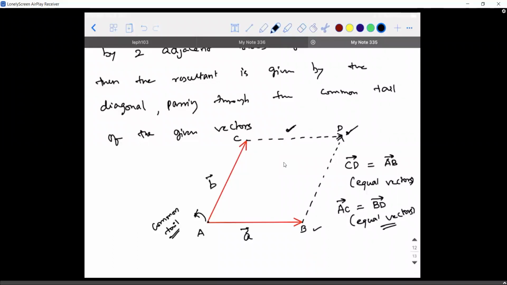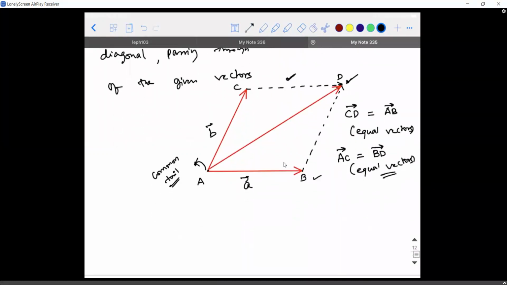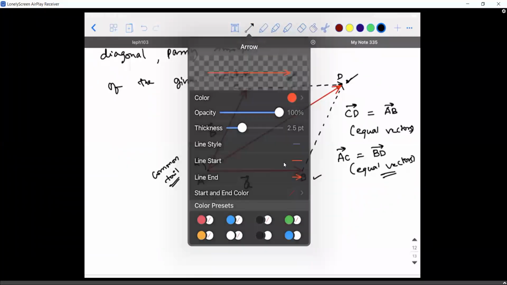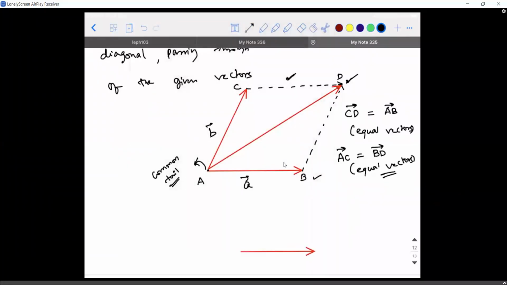Right? It is CD vector and AC vector. Then if I take the diagonal of this parallelogram, this is going to give us the resultant. Now tell me one thing, guys. If I break it into 2 parts, that is, if I take this as AB vector, this as BD vector, then this as AD vector.